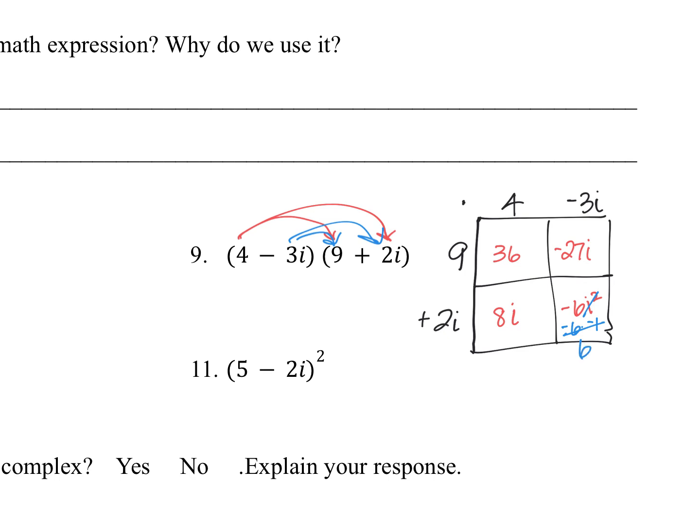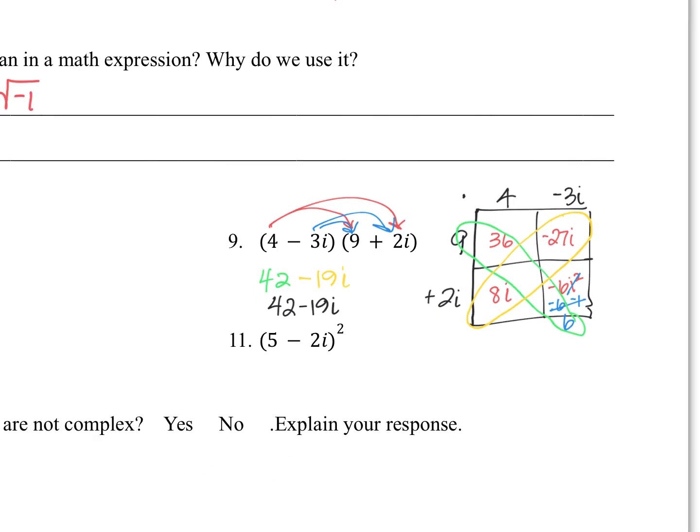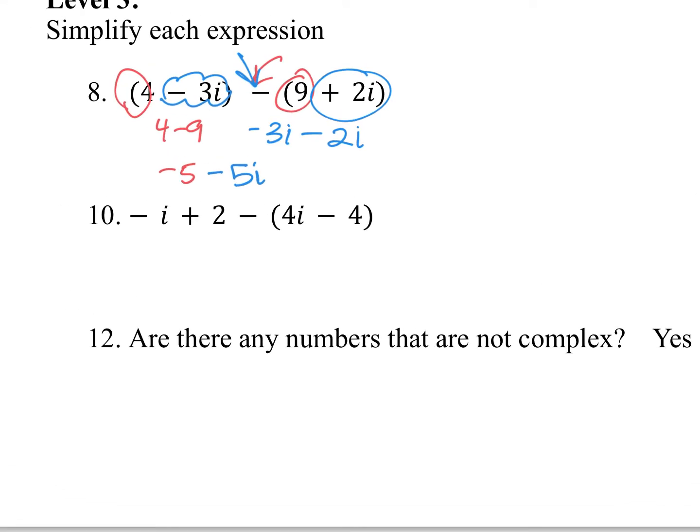So we actually have 2 sets of like terms here. Both of these are real numbers. So we've got 36 plus 6 is 42. And then this one in this direction, 8i minus 27i. So that's minus 19i. So your final answer is 42 minus 19i. And you could also get that if you did the double distribute. Just again, when you get the -6i squared, you have to keep simplifying it because i squared equals -1.